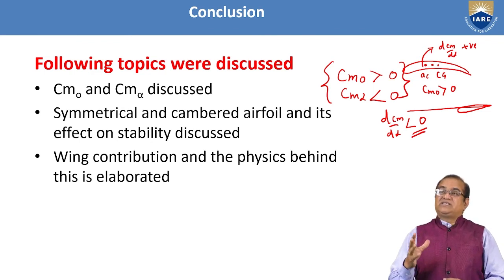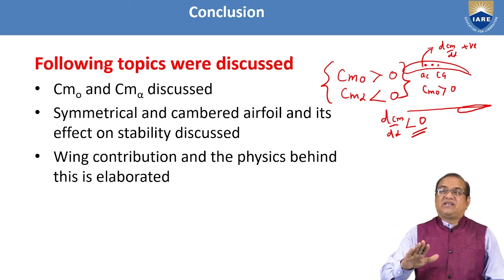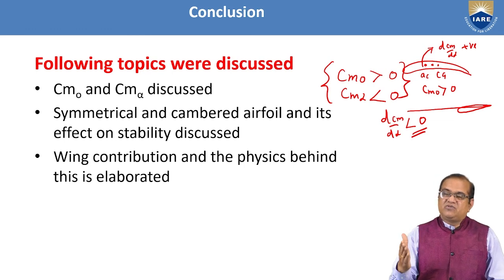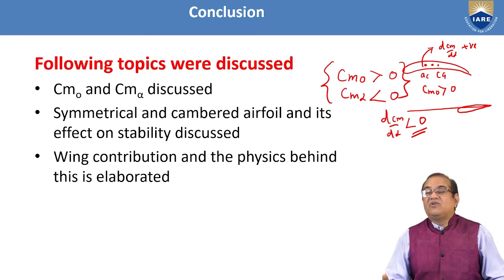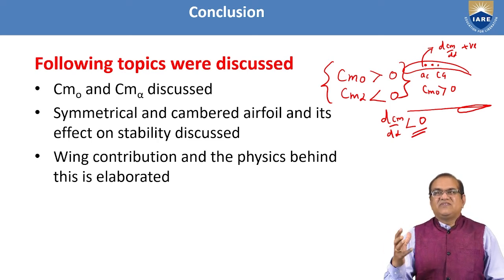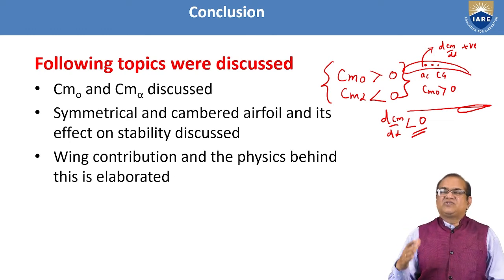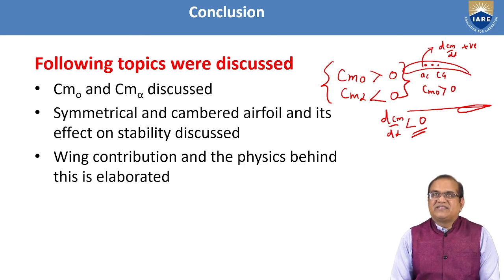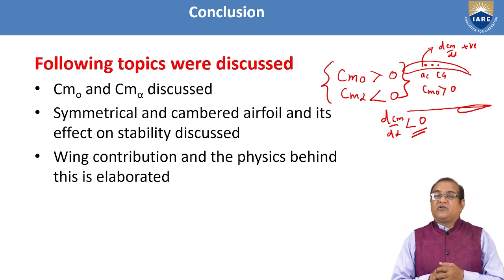Otherwise, if you make the aerodynamic center behind the center of gravity, then Cm alpha of the wing will be negative, but at the same time Cm naught also will be negative, and that is not at all required. You cannot control the aircraft if such a situation arises. So as a designer, we should try to make sure that the aircraft should not go beyond the required level. So this we have discussed.